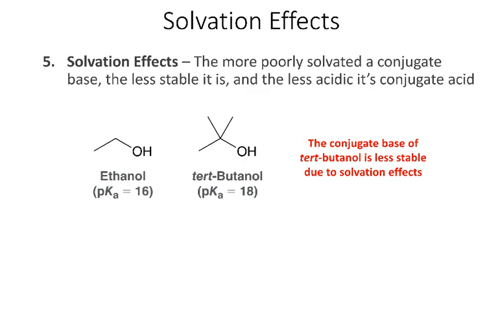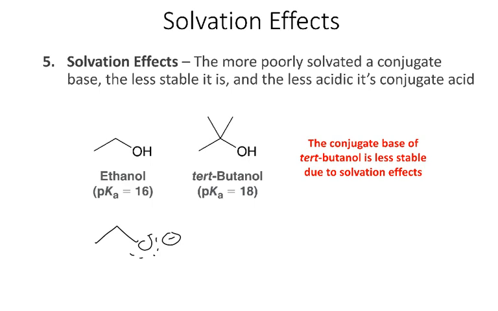Okay, so something we didn't talk a whole lot about in Orgo 1 is solvation effects, right? So the more solvent molecules I can get around the resulting conjugate base, the more stabilized it's going to be. And so when we think about ethanol, and I make its conjugate base, the ethoxide ion is what we're really interested in, and it is not particularly sterically hindered. So we can get lots of water molecules around that to help stabilize it.